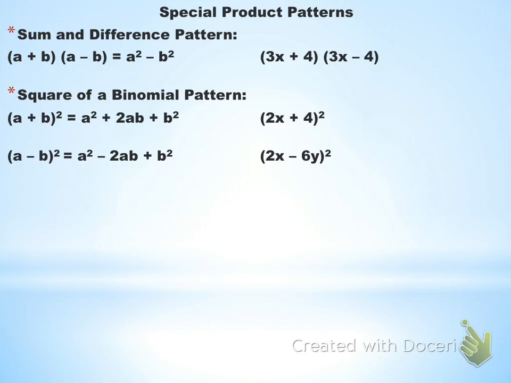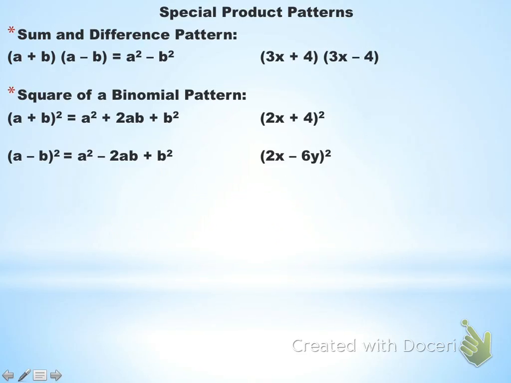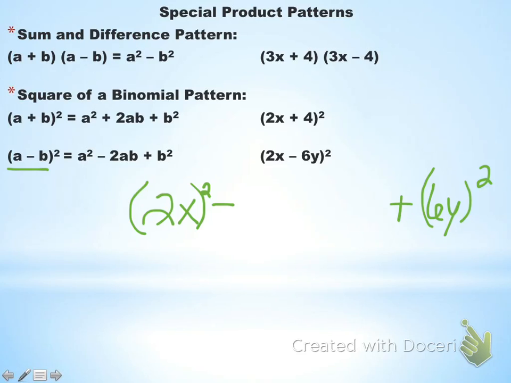The last one that we're going to do is going to be when I have a binomial and I'm subtracting. Oopsie. I'm subtracting. So again, I'm going to square my first and last terms. So I'm going to go 2x squared. Then I'm going to have a subtraction sign. I'm going to do 6y to the second power and a plus sign in front of that.